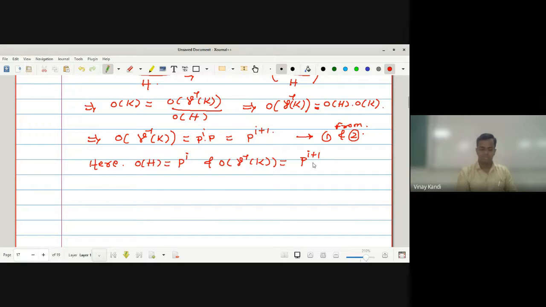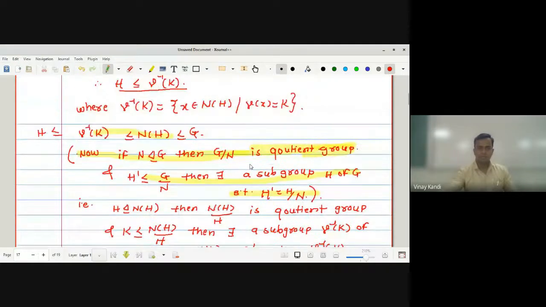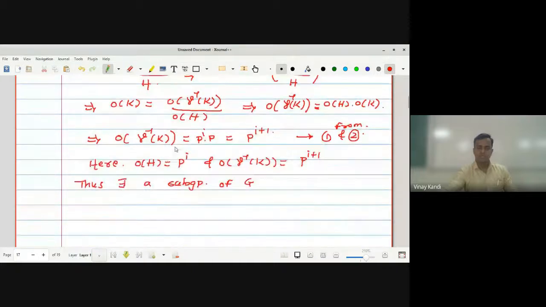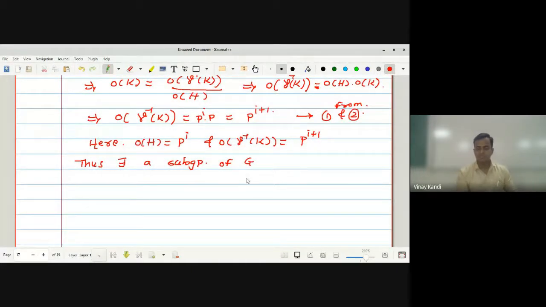Okay, thus there exists a subgroup of G. Okay, this is the subgroup of G now, gamma inverse of K. Look at here. Gamma inverse of K is the subgroup of N of H, which is a subgroup of G. Hence, the gamma inverse of K is a subgroup of G. Okay. There exists a subgroup of G, whose order is P raised to I plus 1.